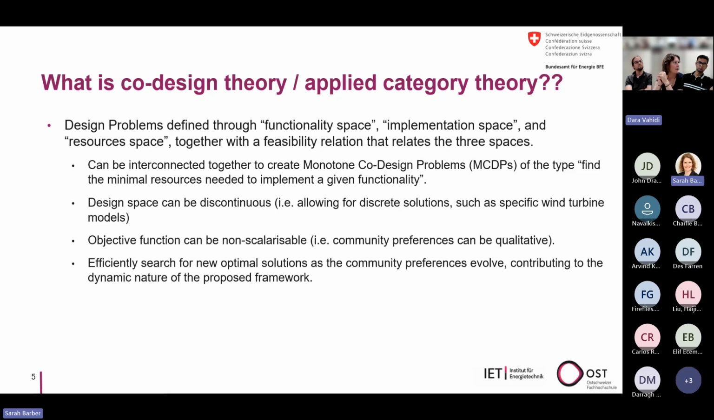So the design space can be discontinuous. The objective function can be non-scalarizable, so you can use community preferences. And you can efficiently search for new optimal solutions as the preferences change as well. And I think, as we just heard in the previous presentation, there is this need to include the communities in the procedure. We're not working with them at all yet, and we're not working on any immersive technologies. But the idea is that we have a framework where that can be done. This design can be done automatically and also updated as people's preferences change.